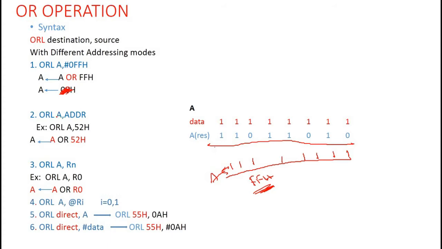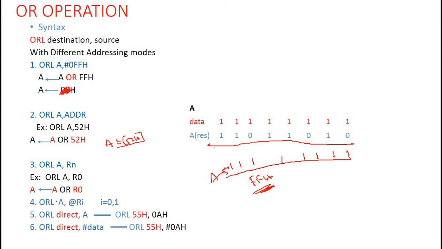So here the OR operation is done between the contents of the accumulator and the data present in the direct address. And here the example I have taken is 52H, which means the OR operation is done between A and the data present in 52H. Okay. And next, again, this is the register addressing mode, which means the data is present in any of the registers and the accumulator, right?